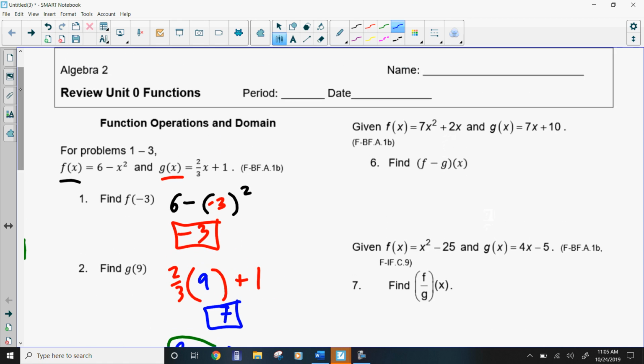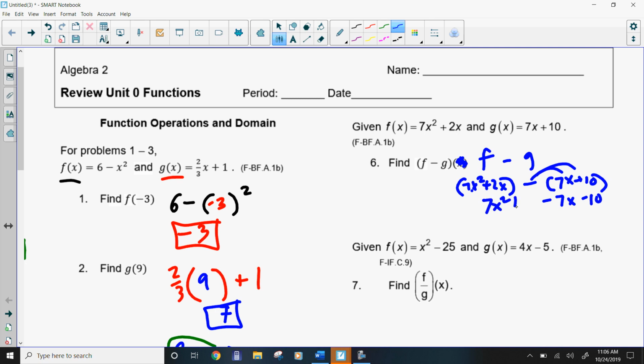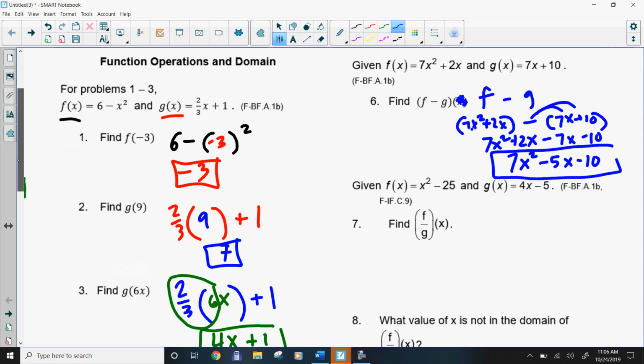Okay, next, this right here, this x doesn't matter, and this problem is just saying do the f problem minus the g problem. So we're going to put parentheses with the parentheses and then a minus in between. So f of x has to go first, so it's 7x squared plus 2x. This is 7x plus 10. And we have to distribute the negative, so it's -7x minus 10. And then we're going to have to bring down the 7x squared plus 2x, and then we just combine like terms. So it's going to say 7x squared minus 5x minus 10. That's our final answer.